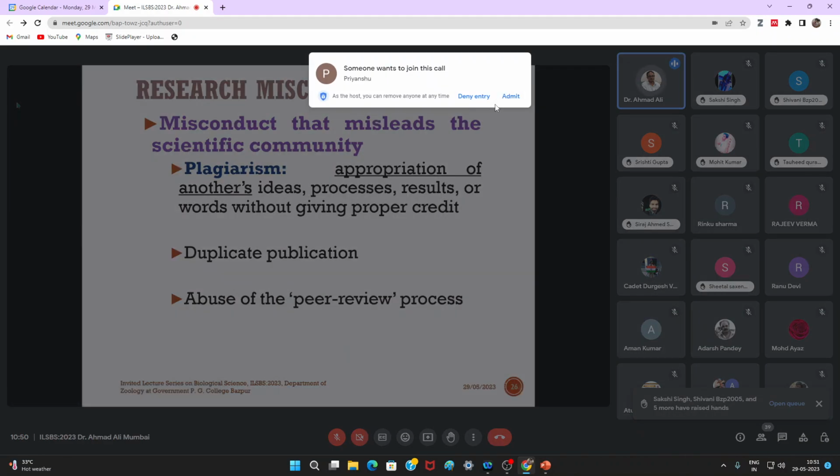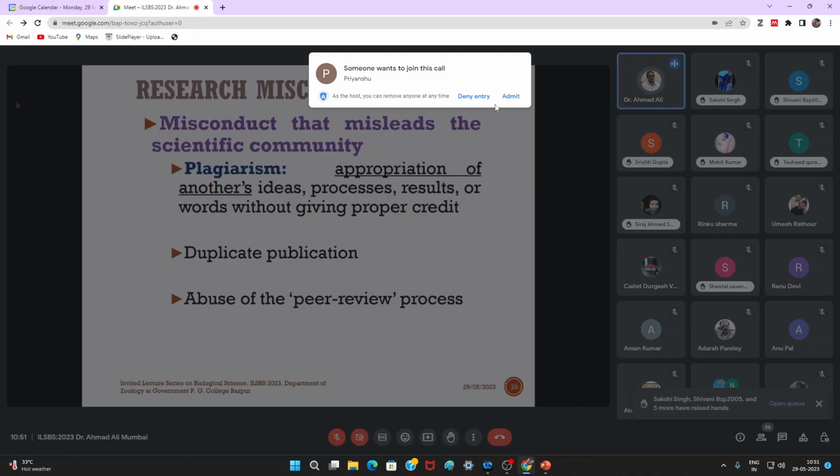The one was that distorts the knowledge, okay, and the other one is the misconduct that misleads the scientific community, and the one which is being faced by many of the researchers, plagiarism, is the appropriation of another's ideas, processes, results, or words without giving proper credit. Duplicate publication, abuse of the peer review process. Abuse of the peer review process is again becoming very rampant in the research publication area, where peer review is of several types.